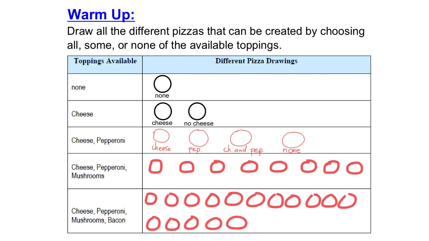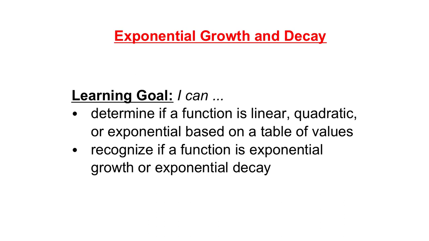So I want you to notice something. Every time I increased the number of toppings available by 1, I doubled the number of pizzas that you could make. This is an example of something called exponential growth. In this lesson, we're going to talk about exponential growth and decay. So we're going to determine if a function is linear, quadratic, or exponential based on the table of values, and we're going to recognize if a function is exponential growth or exponential decay.